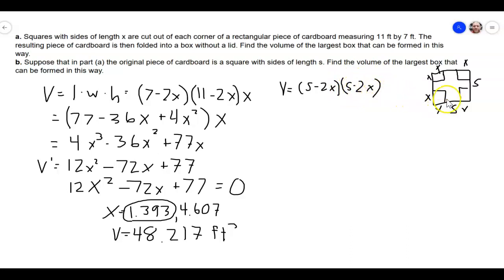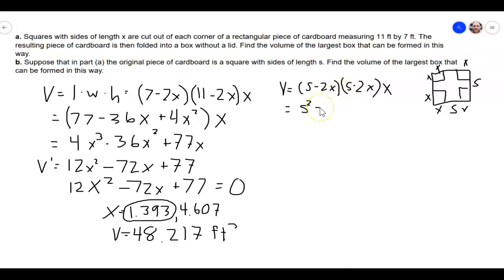And our height will be the same as before. It'll just be that x value there. So length times width times height. So let's go ahead and multiply this thing out here. So you're going to get s squared, right? That's s times s. And then you have negative 2sx plus negative 2sx.